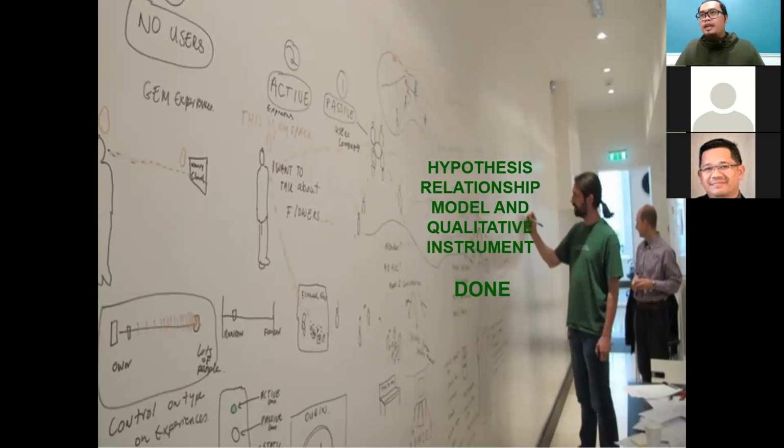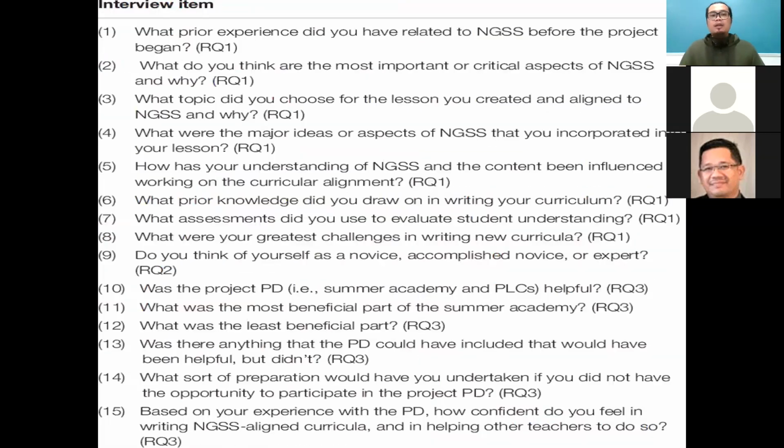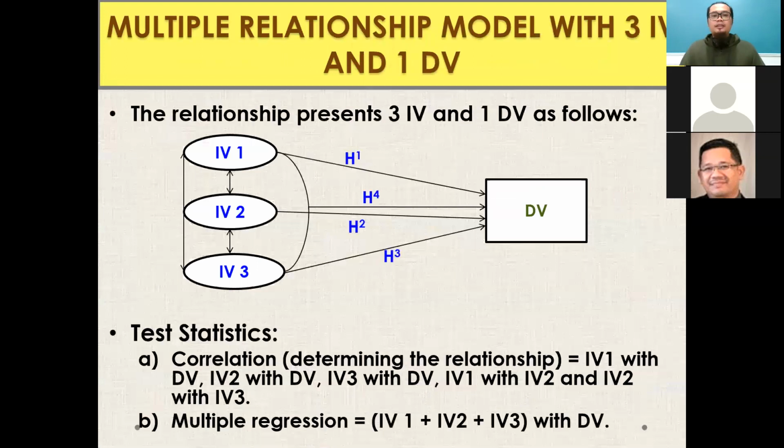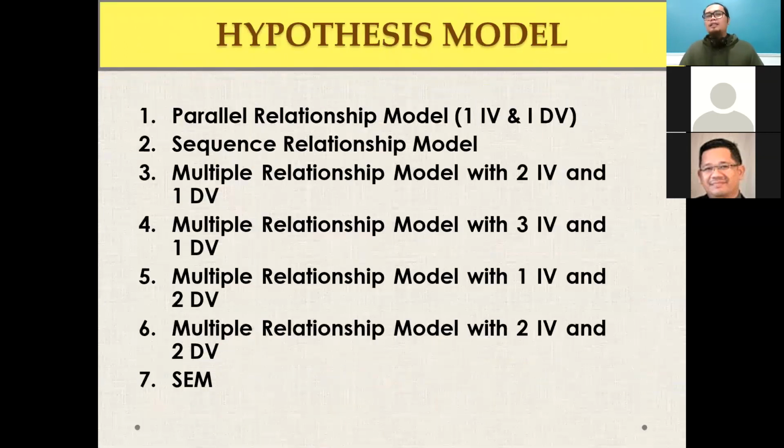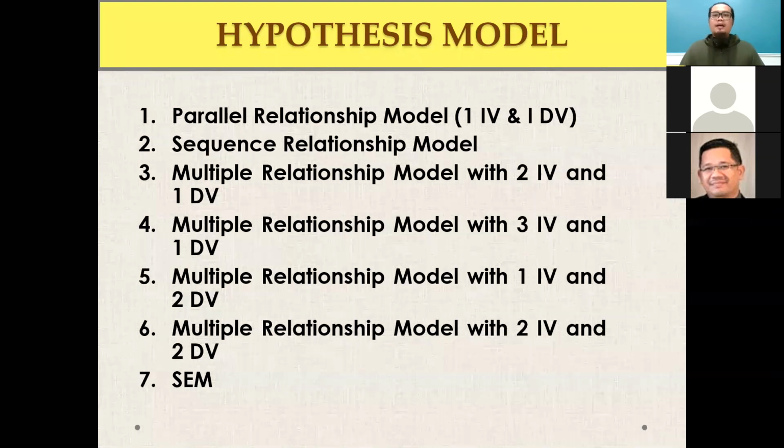We covered two topic areas. One topic is mostly related to the quantitative, so we learned about correlation, regression, and structural equation model. We have seven examples of hypothesis relationship models. We started with parallel relationships, sequence relationships, and multiple relationships with 2 IV and 1 DV, 3 IV and 1 DV, and also multiple relationships with 1 IV and 2 DV, and 2 IV and 2 DV, and the last one is the structural equation model.